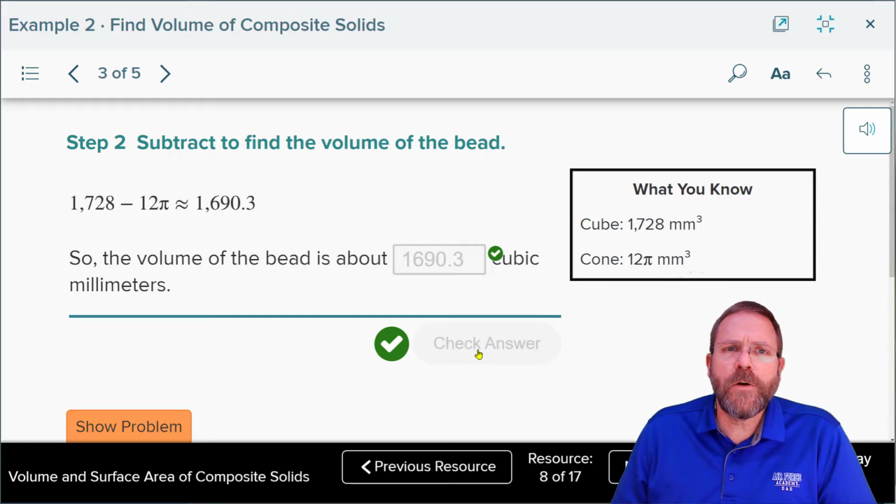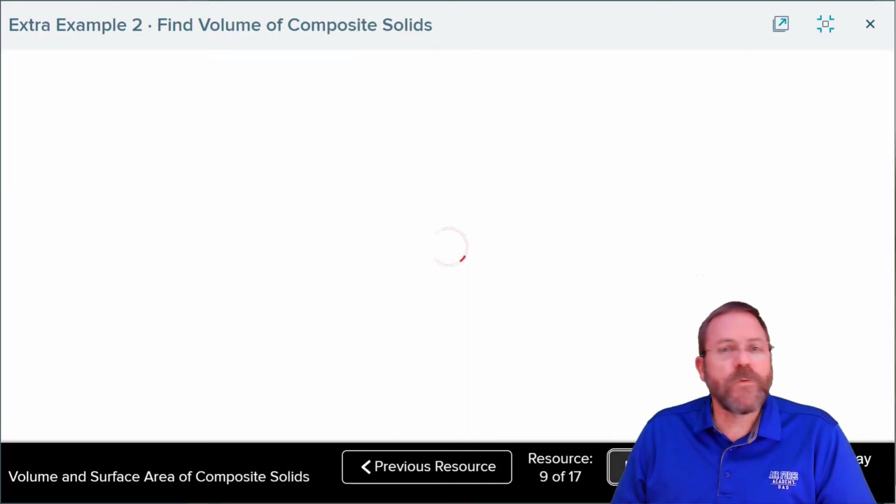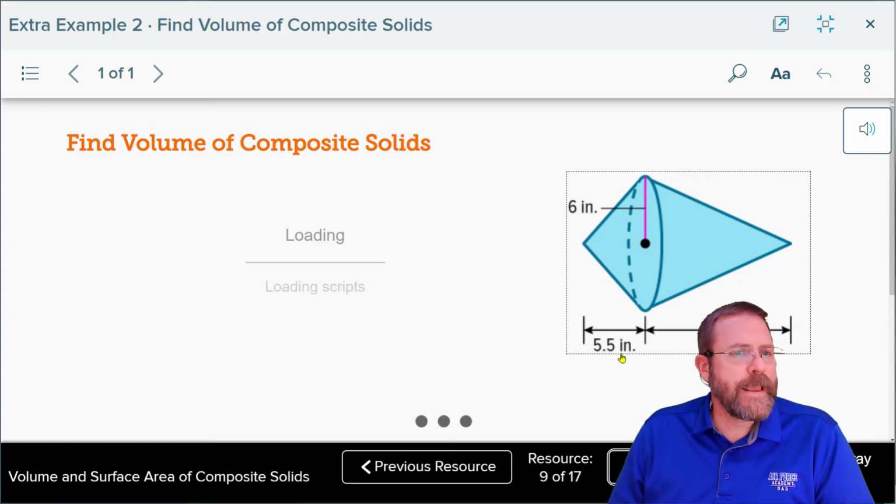It's not really that hard, but it does require a fair bit of work to be done. Now we're going to reset this one and set it up for extra example 2, which you're going to work on your own, I hope. Yeah, you guys can do this.